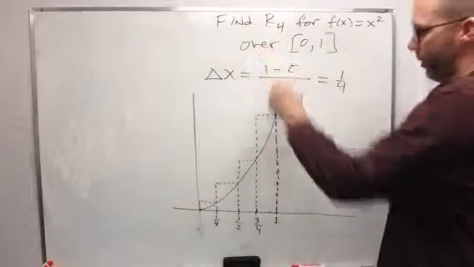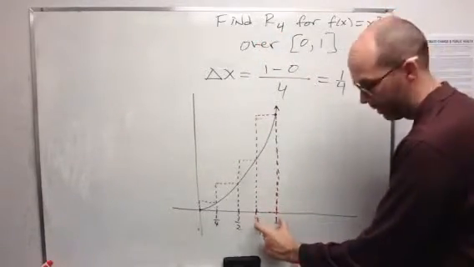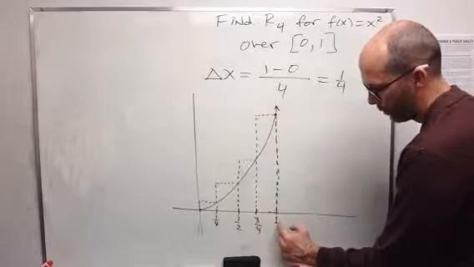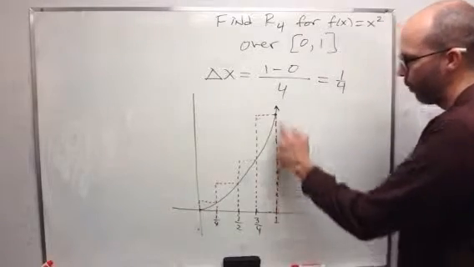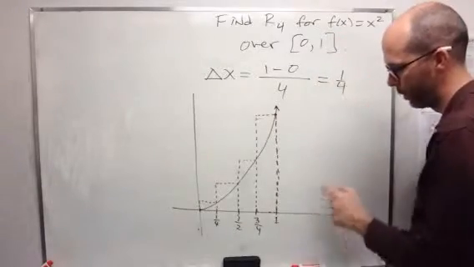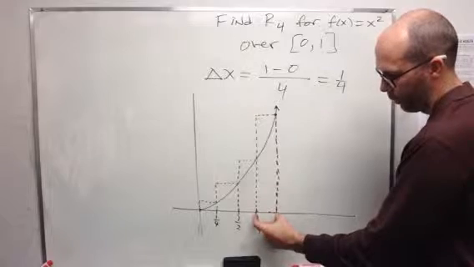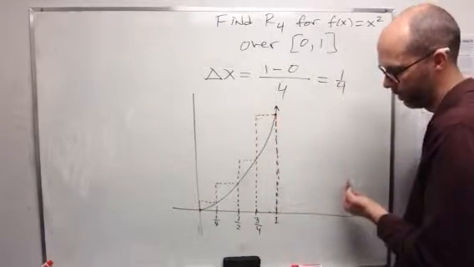So R means for this interval we use the rightmost endpoint. For the interval 3/4 to 1, the rightmost endpoint is 1. How far do we go up? Well, we go up what the function says. So we go f of 1, which is 1 squared, which we know is 1. So our rectangle is width 3/4, height, whatever f of 1 is.